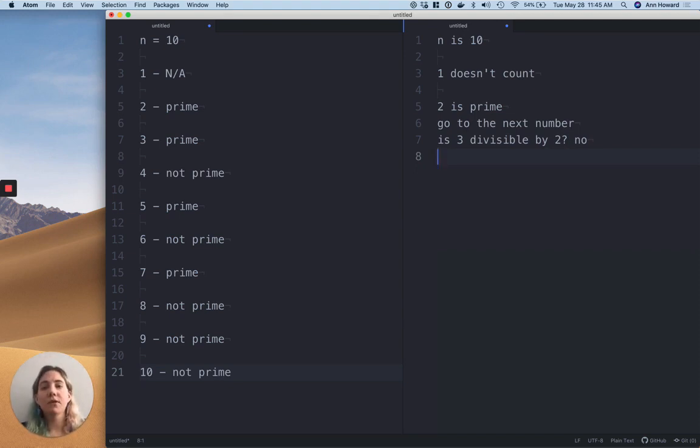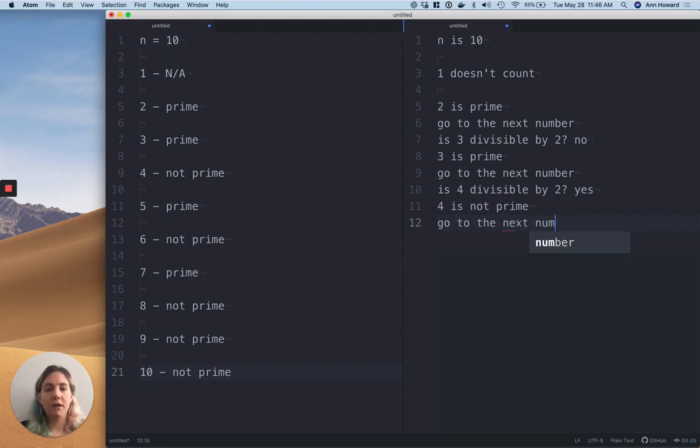Now it can really help to just write out all these steps. So I can say 3 is prime. I made that decision after I checked to see is 3 divisible by 2. Since I found out that 3 is prime, I went on to the next number. Then I took a look at 4. Is 4 divisible by 2? Yes. So then I made a decision. 4 is not prime. Let's see. 5. Go to the next number.